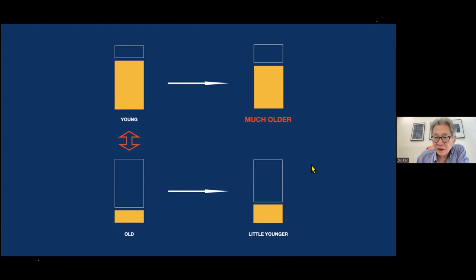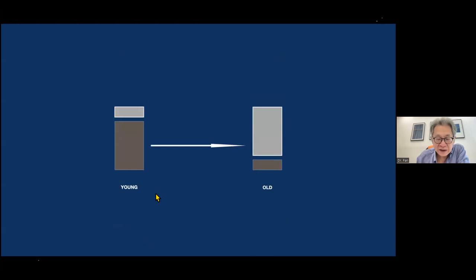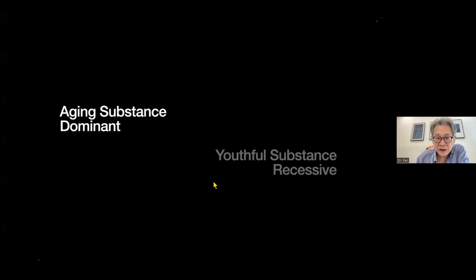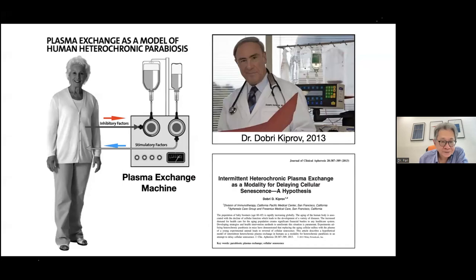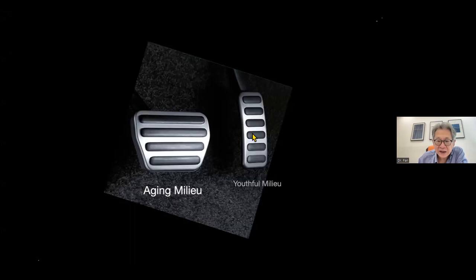So what the Conboys found is that, instead of the concept that young people have more useful substance, we should switch the concept to that old people have a lot of old substances, and the aging substance is actually more dominant. So this is like when you are driving, and if you have the brake stepped down, then it doesn't matter how much gas you are pressing, the car is not going to move.